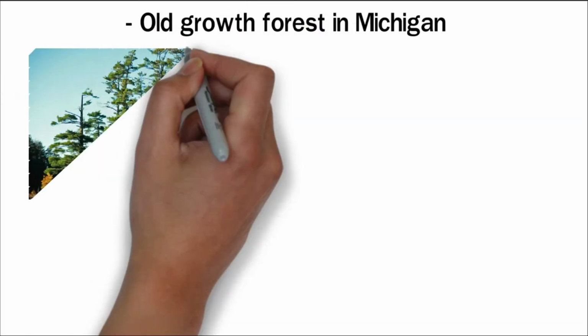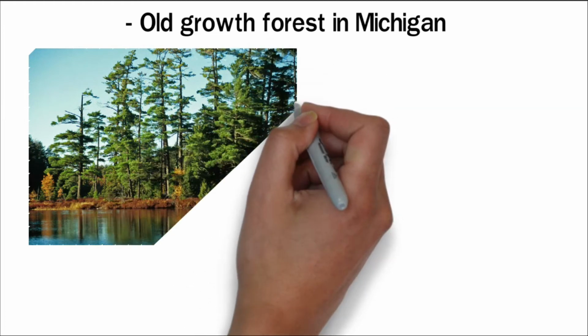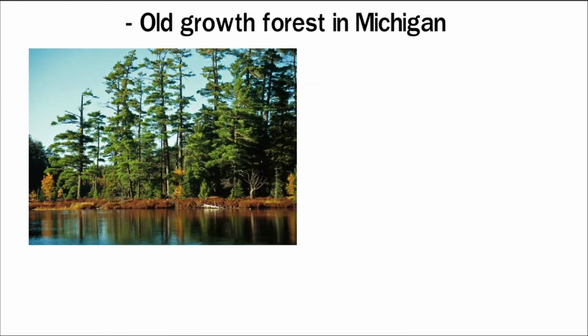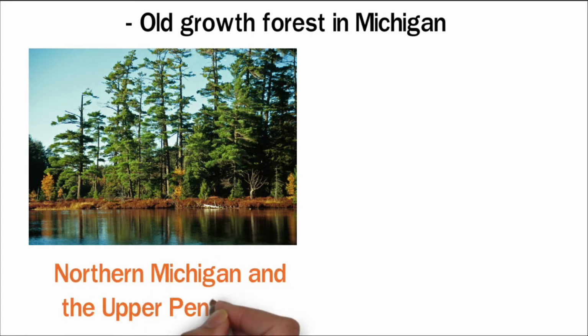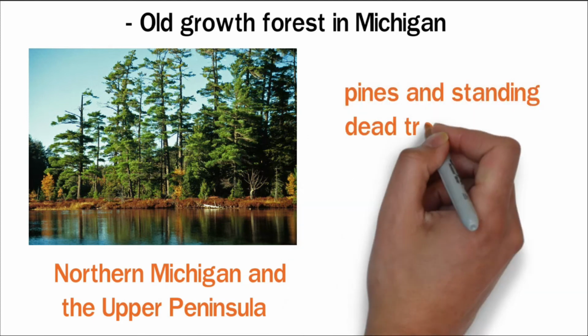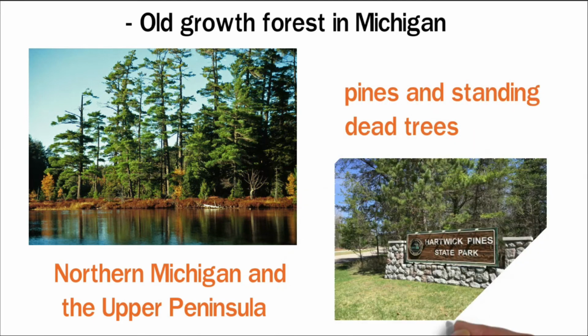Old-growth forests in Michigan. Michigan only has a few old-growth forests. The older trees in the area were logged in the 1800s. Most old-growth forests are located in northern Michigan and the Upper Peninsula. The forests in this area mainly consist of pines and standing dead trees. Hartwick Pine State Park has some of the oldest trees in Michigan.